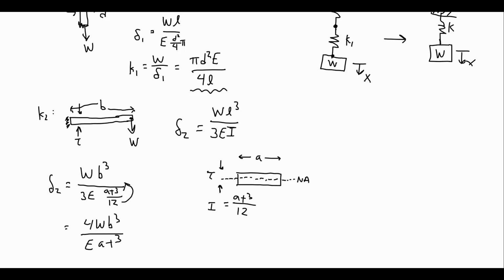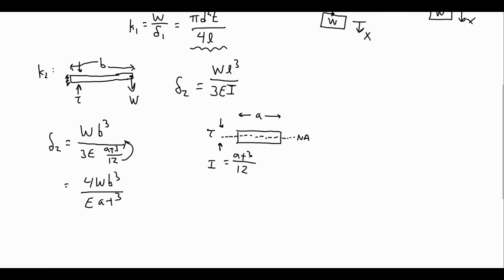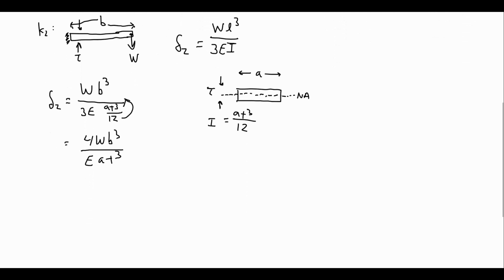And I can rearrange this again, because what I want out of this is that equivalent spring constant K2. That's going to be W over delta 2. Rearranging all of this, I get EAT cubed over 4B cubed. Okay, so that is the equivalent spring constant of just that transverse beam.